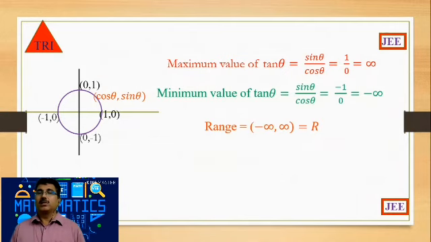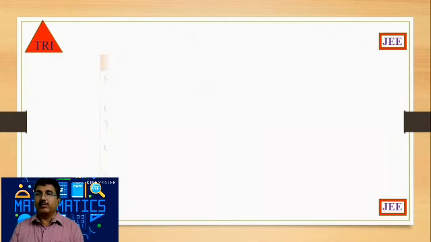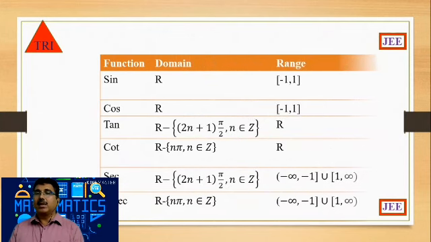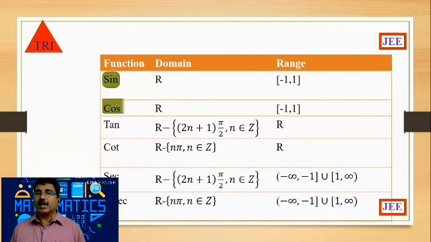Now, see the complete table of domains and ranges. The domain and range of sine and cos are the same. That is, domain is R, range is the closed interval minus 1, 1. The domain of tan and secant is the same. That is R minus the set of all (2n plus 1) pi by 2.